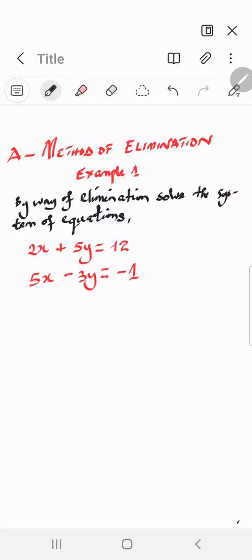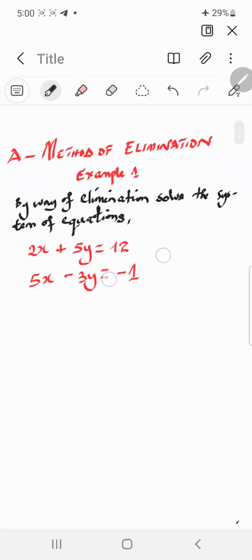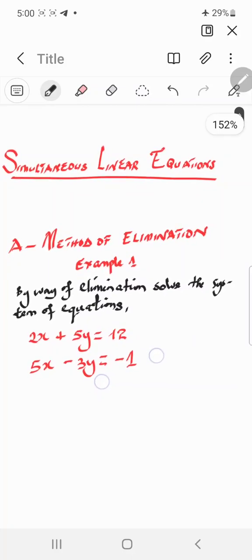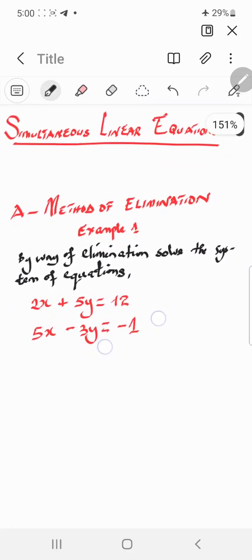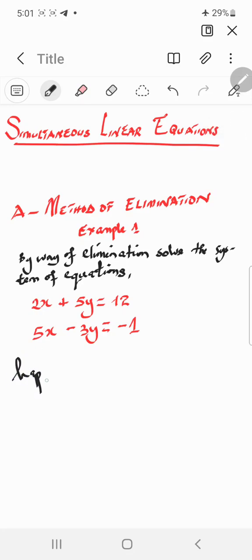All right, let's do simultaneous linear equations today. So what does it mean, simultaneous? Simultaneous means things are happening together, happening at the same time. That's what it means for things to be simultaneous. So when equations are solved simultaneously, it means they're being solved at the same time.